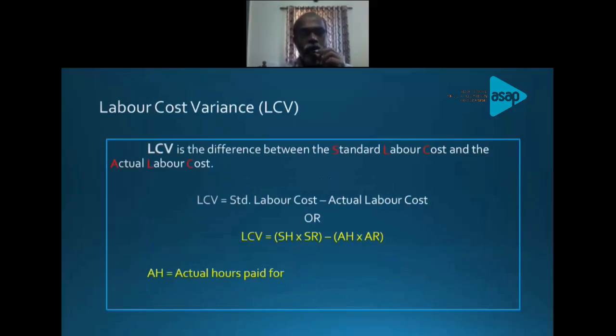First of all, we are dealing with labor cost variance. We know that labor cost is the second element of cost in any manufacturing organization. So, labor cost variance is the difference between the standard labor cost and actual labor cost. We know that in an organization employing workers, the organization pays remuneration. We call it employee remuneration or employee compensation. The actual amount paid will be recorded in the books of accounts.